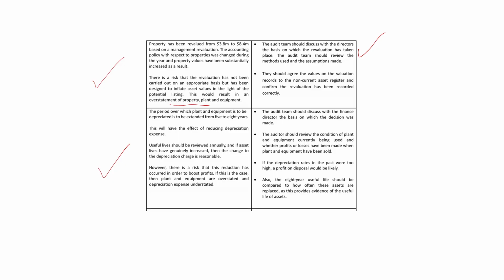Moving on to a frequently tested one, the period over which plant and equipment is depreciated is extended from 5 to 8 years. So when you increase the useful life, your expense per year goes down. The risk is that this might have been done intentionally to manipulate the financial statements, and because of that, your expenses could be understated and property, plant, and equipment overstated. The plan is I could discuss with the management the basis of increasing the useful life. I could look at the condition of the assets to see if they are going to be lasting longer.